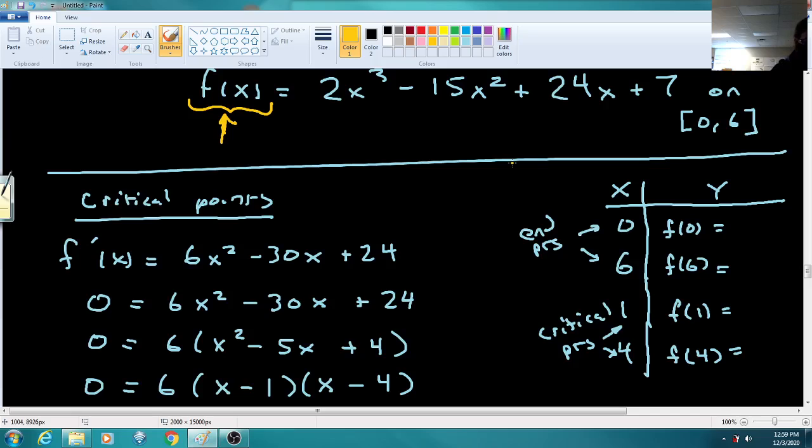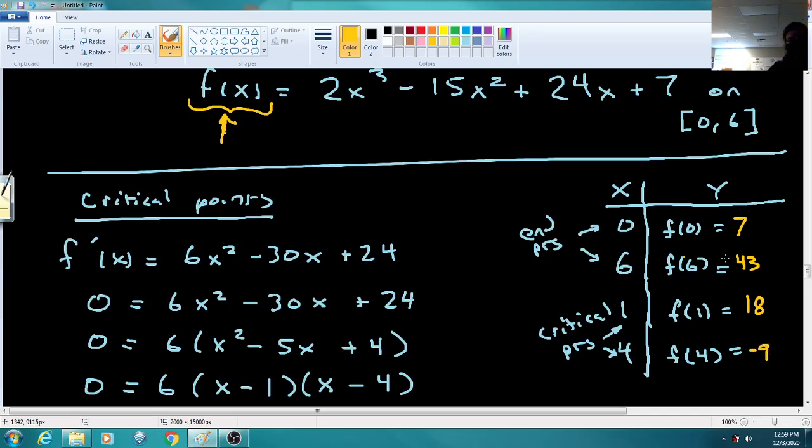So to help me out, I'm going to type that into my calculator. We could do it without a calculator, but just to speed stuff up, I'm going to type it in my calculator and see what y values I get back. And we'll go from there. So if I input 0, 0 gives me back 7. If I input 6, 6 gives me back 43. Okay, if I input 1, 1 gives me a y value back of 18. And if I input 4, that gives me a y value back of negative 9.